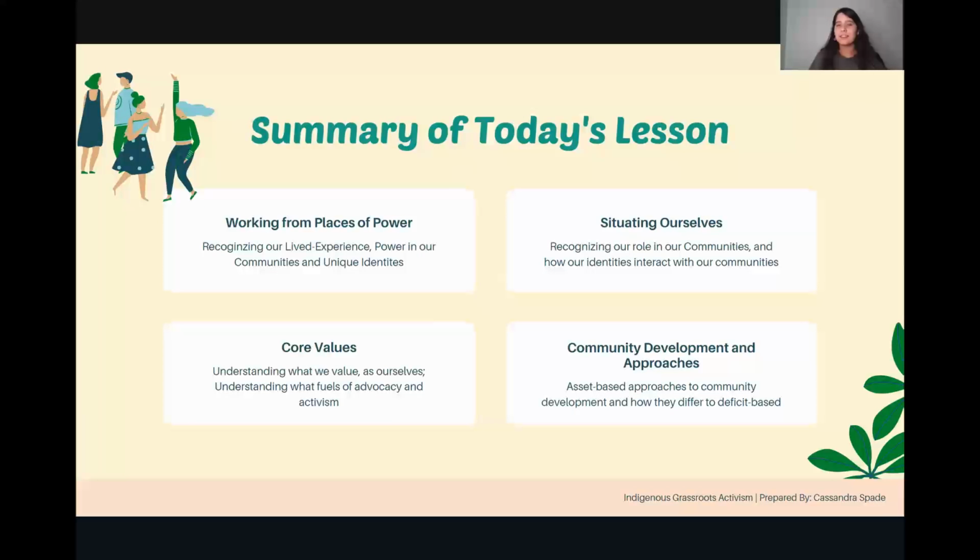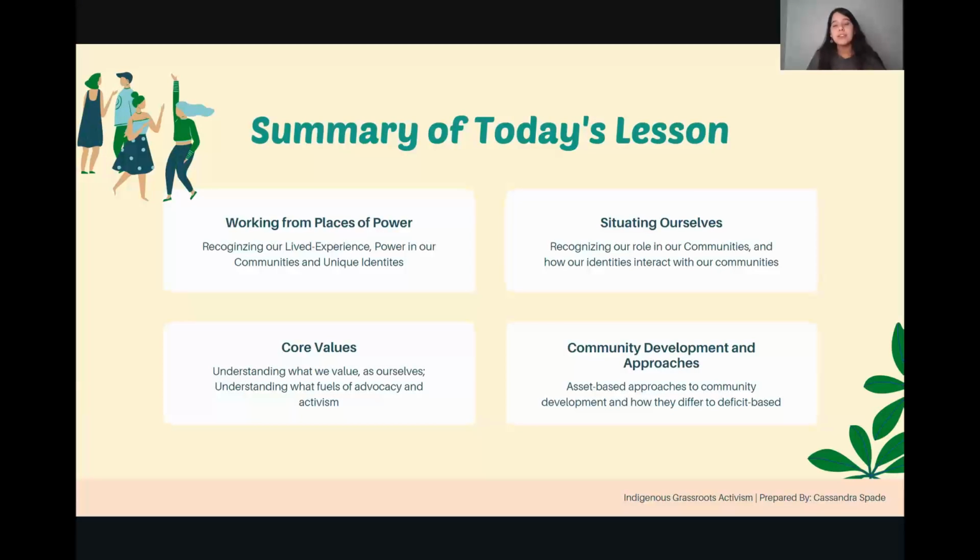Next, we look at situating ourselves and asking ourselves, what are our relationships to our communities? What are our responsibilities, obligations, and roles? And when we situate ourselves in our communities, we can develop solutions in ways that are most reflective of our communities and ourselves. And that led us into core values. So understanding what fuels our activism, what gives us energy, what are we passionate about, and what guides our decision-making. And I shared with you my example, in that my core value is identity.